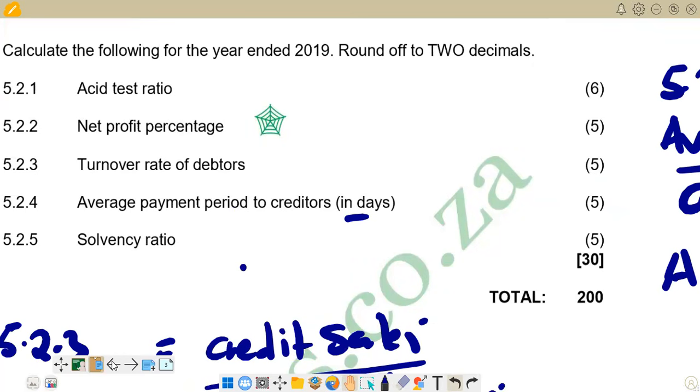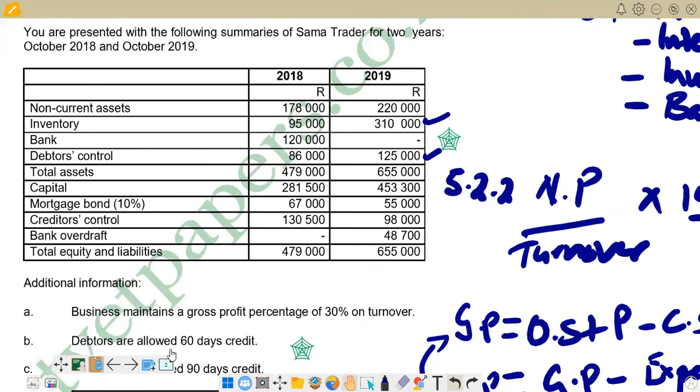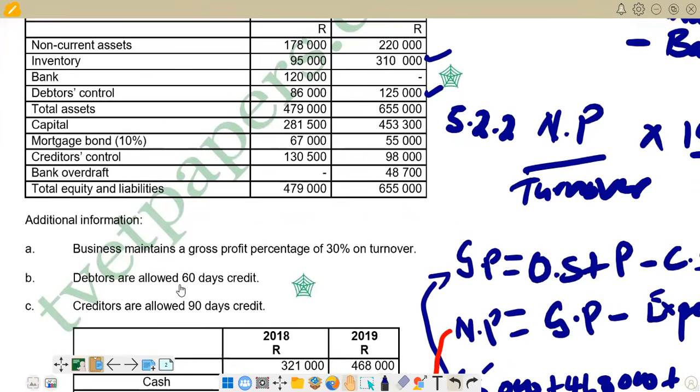So if you go to our question, you'd see that we are told that creditors are allowed 90 days credit. So they can pay within a period of 90 days, which means 89 is within the range of 90 days. So there are no problems there because we are paying our creditors less than the company policy in terms of 90 days. So this is what we have in terms of this part of the question, which is average payment period.